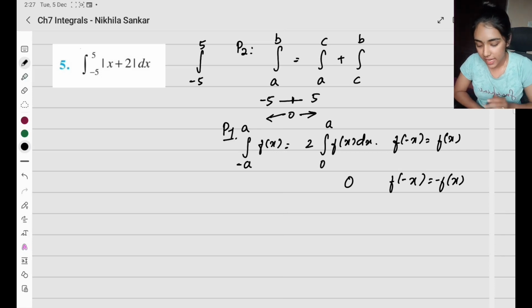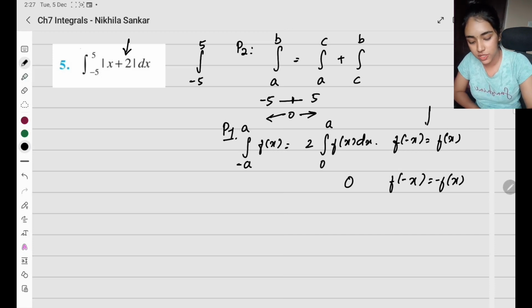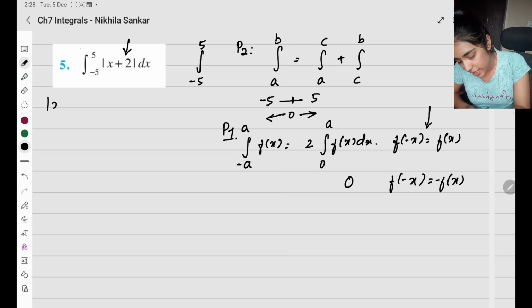But in that I see that I have a mod function. I cannot really say if this is going to be an even function or an odd function. Correct? There are going to be two different values. And x mod is given, and x plus 2 is also given in mod. So you know that mod x will take positive value and negative value when x is greater than 0 and x is less than 0.